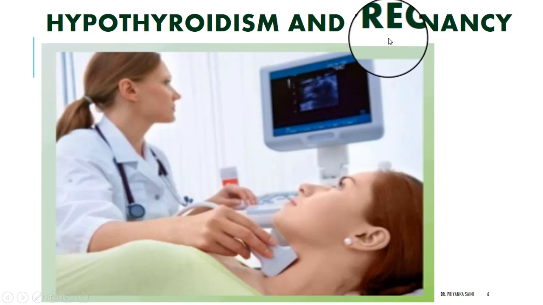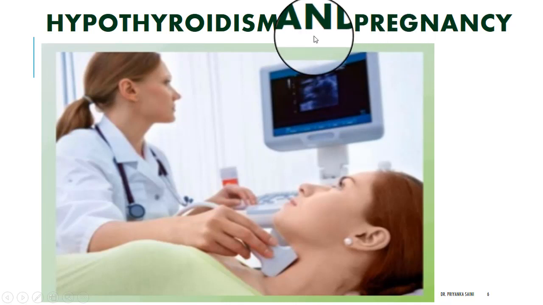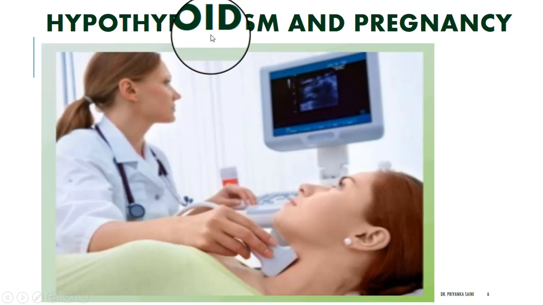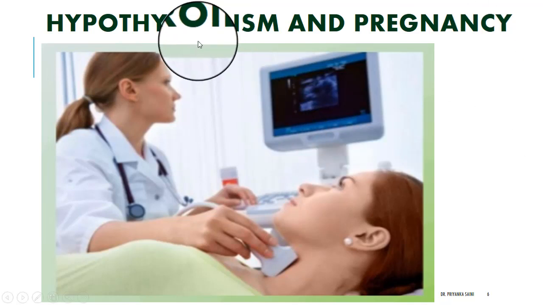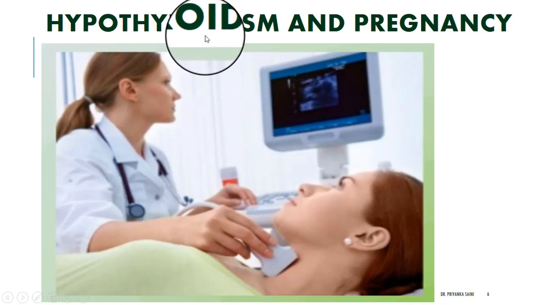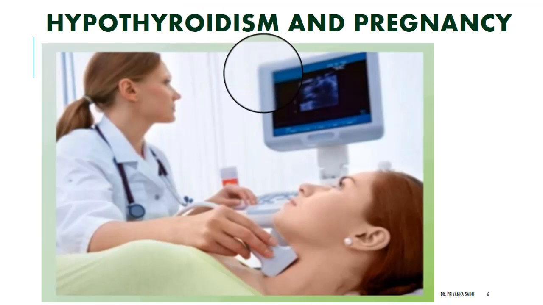Pregnant women with uncontrolled hypothyroidism can get high blood pressure, that is hypertension, anemia, muscle pain, and also weakness. There is also an increased risk of miscarriage and premature birth of the baby, that is before the 37th week of pregnancy, and it may even result in stillbirth. So this was all about hypothyroidism and pregnancy.